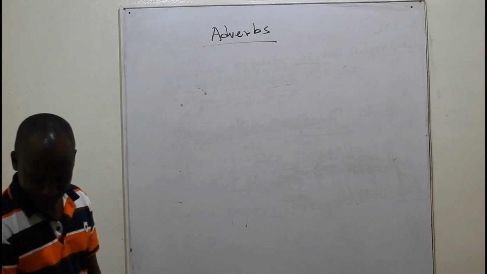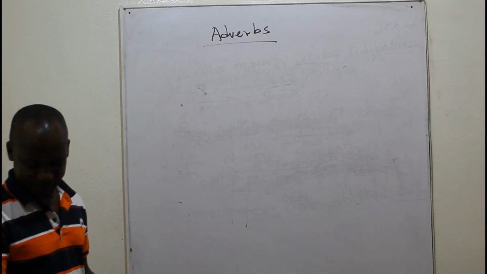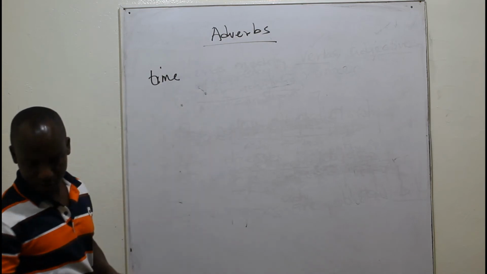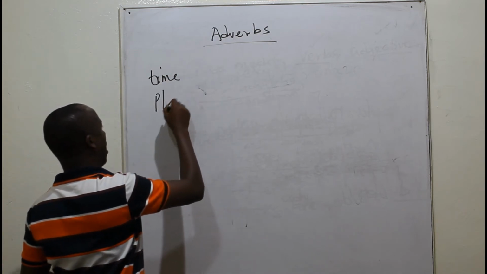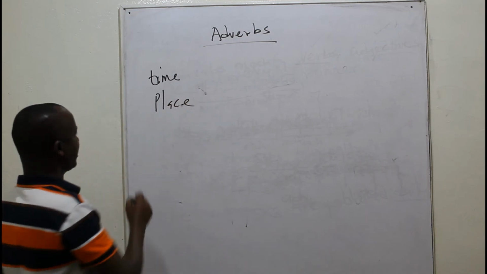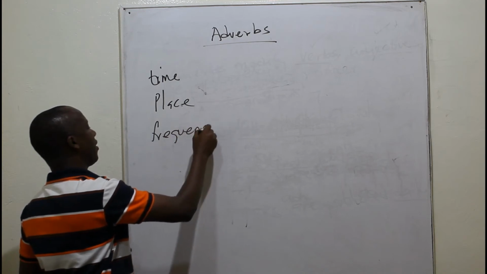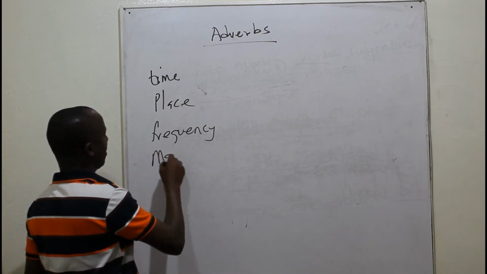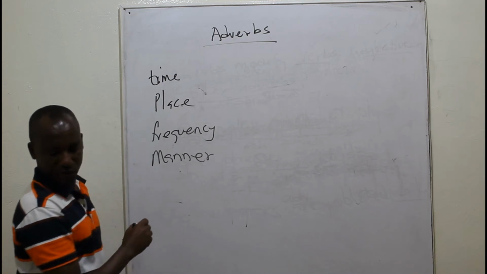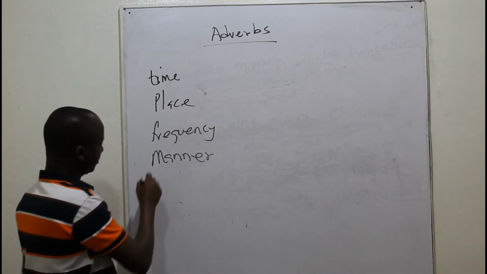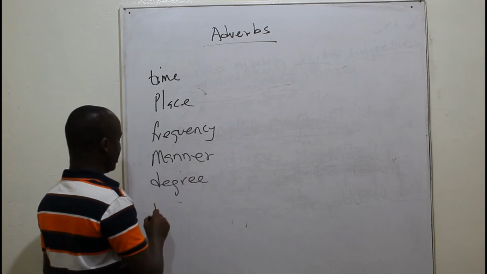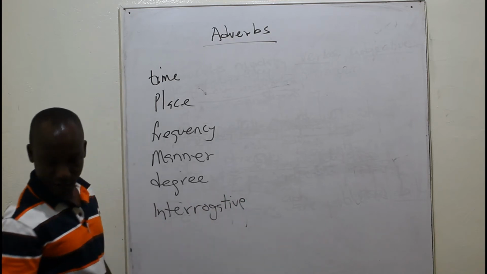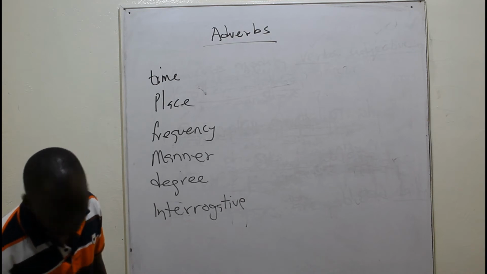Now, having known the forms, let us move on to the kinds of adverbs. We have about 8 kinds. We're talking of time, place, frequency, manner, degree, interrogative, and relative.